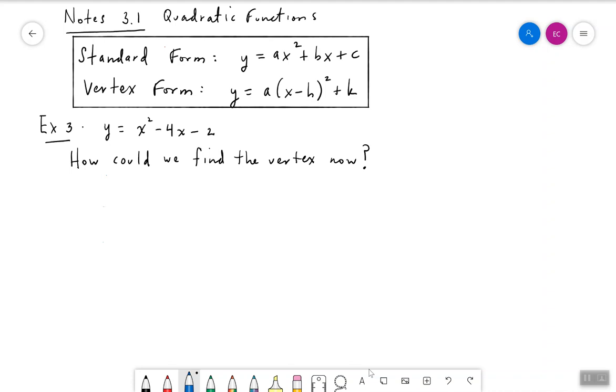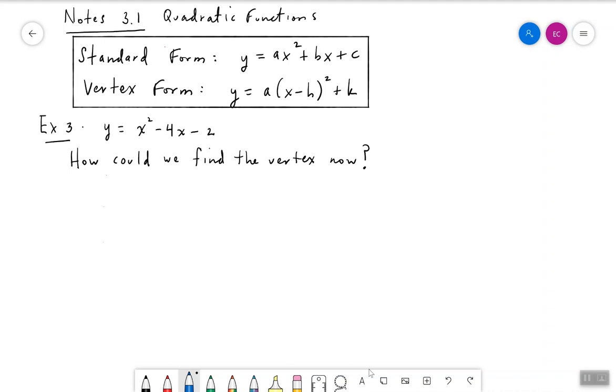We're working in section 3.1. We're graphing quadratic functions. So far, the functions we've looked at were in vertex form. And now here in example 3, we have a function that's given to us in standard form. The big question is, how could we find the vertex now?